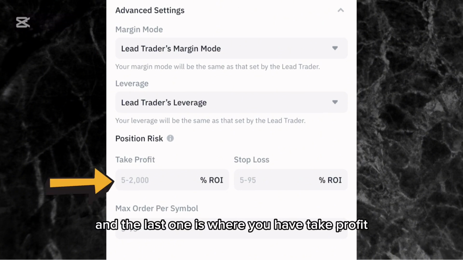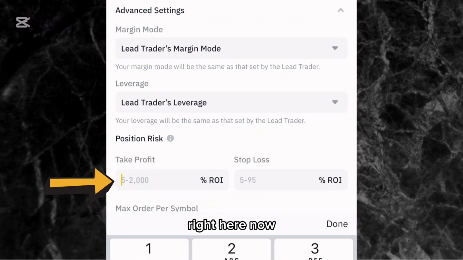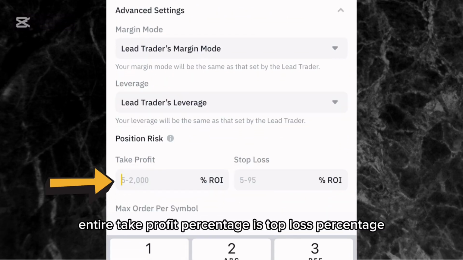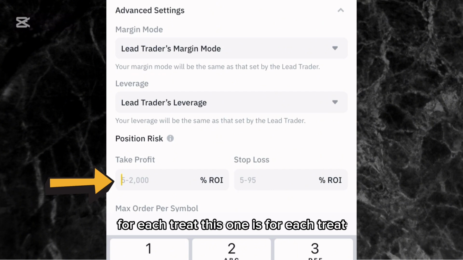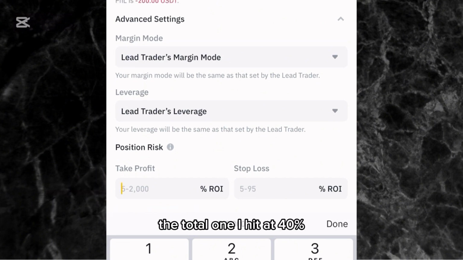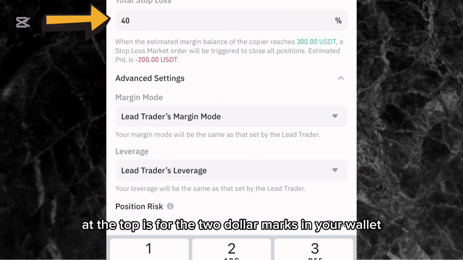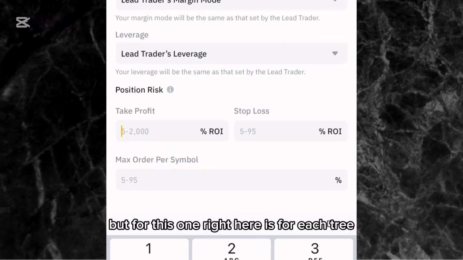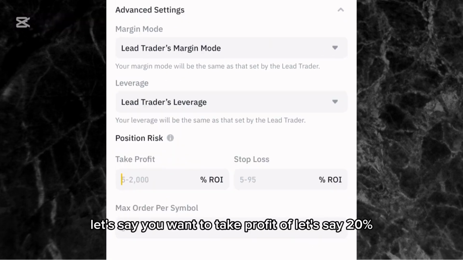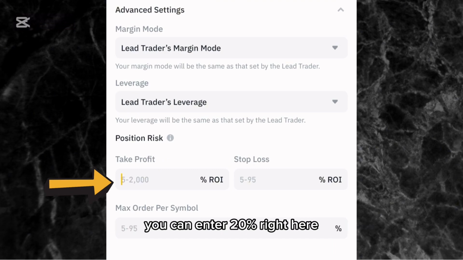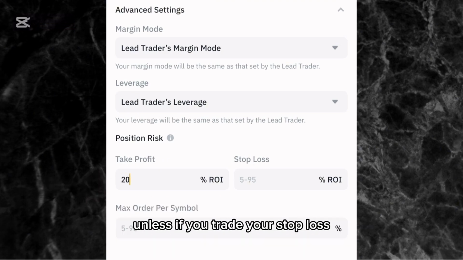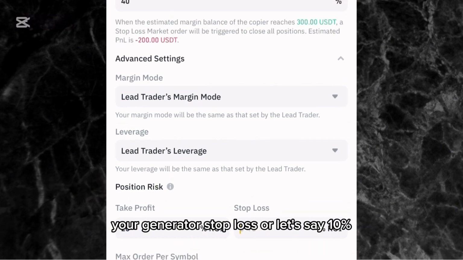And then the next one is where you have take profit right here. Now you can enter your take profit percentage and your stop loss percentage for each trade. This one is for each trade. The total one I entered, 40% at the top, is for the total amount in your wallet. But this one right here is for each trade. So for each trade, let's say you want to take profit of, let's say, 20%, you can enter 20% right there. And let's say for each trade, you want to enter stop loss of, let's say, 10%, you can enter it right there.